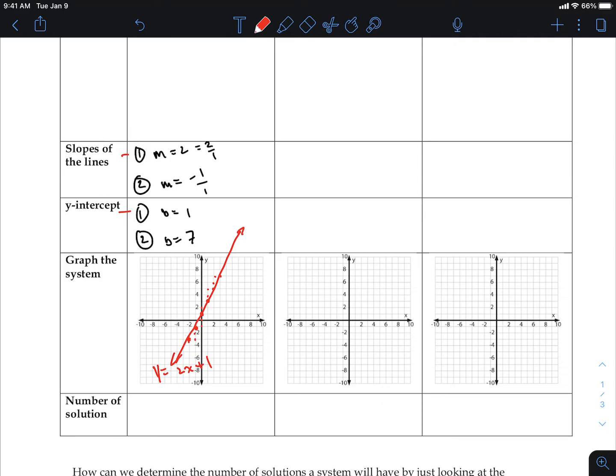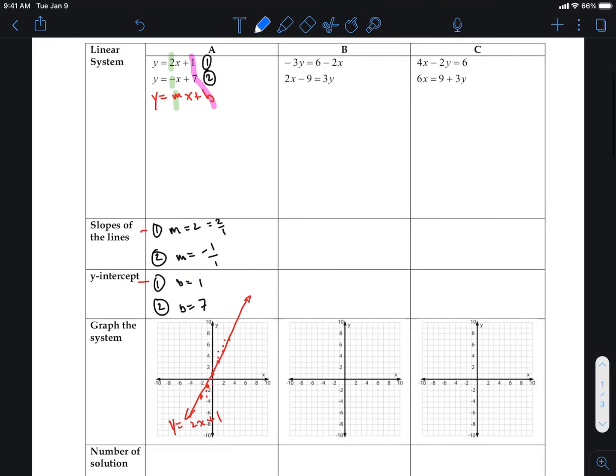And the second one, we said we're going to do it in blue. It's going to start at 7. I'm going to go find 7, and then I'm going to go down 1, right 1. Down 1, right 1.